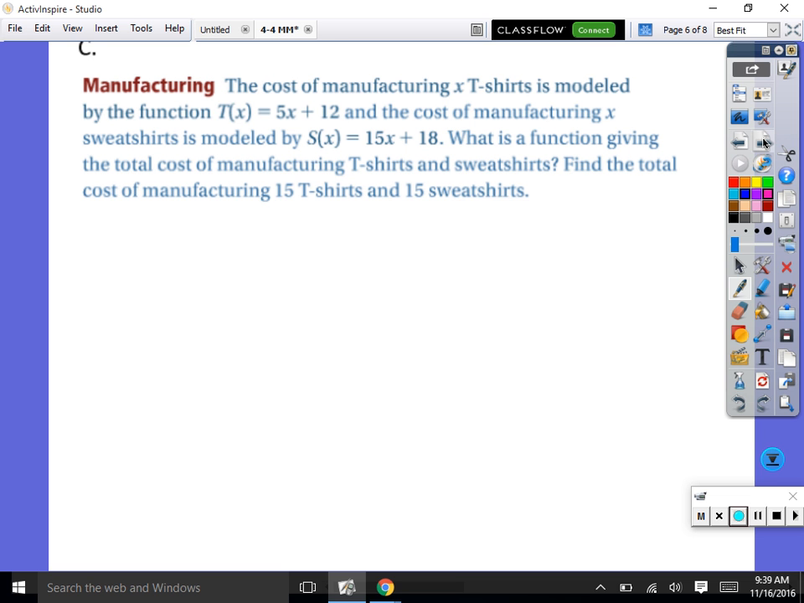So let's read this and see if we can figure out what we're doing. It says, the cost of manufacturing x amount of t-shirts is modeled by the function t is equal to 5x plus 12. So this is the cost of manufacturing t-shirts. Does everybody understand? And then the cost of manufacturing sweatshirts is 15x plus 18. It says, what is a function giving the total cost of manufacturing t-shirts and sweatshirts? So in the real world, wouldn't you just be adding up the cost? Right? So it's really pretty easy. The cost of the t-shirts plus the cost of the sweatshirts will equal total cost.